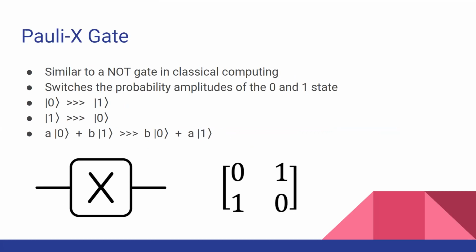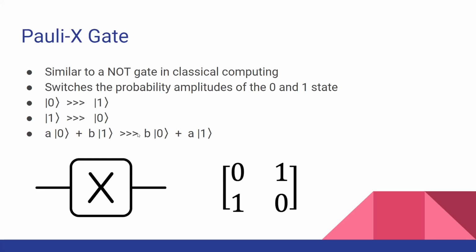This is one of the ones I mentioned. The best way you can think about this quantum gate is it's similar to a NOT gate in classical computing. It switches the probability amplitudes of the 0 and 1 state. So if we start off with the 0 state and pass it through the Pauli-X gate, we'll get the 1 state back. If we have the 1 state and pass it through, we'll get the 0 state. And likewise, if we pass in a state with probability amplitude A for the 0 state and B for the 1 state, it will flip these probability amplitudes. So now B corresponds to the 0 state and A corresponds to the 1 state.